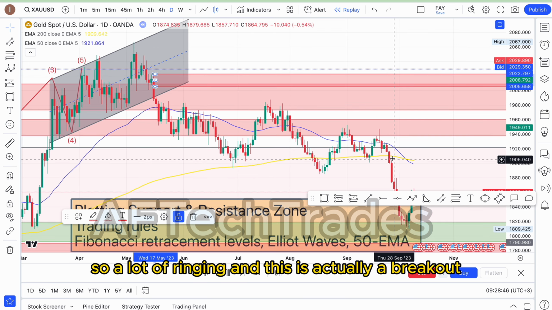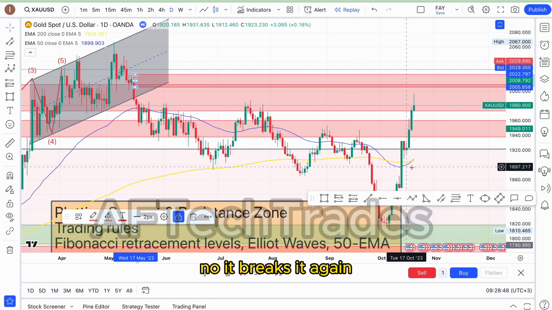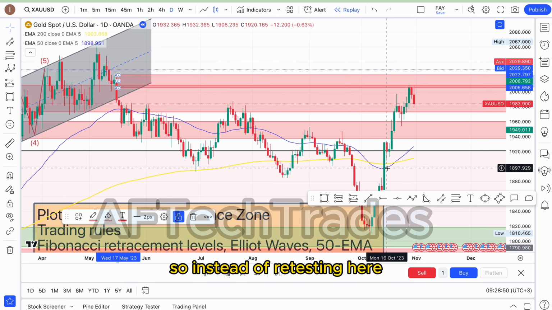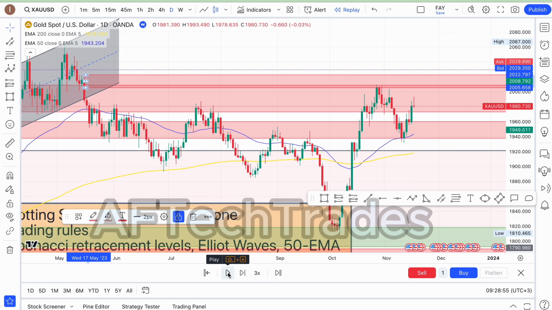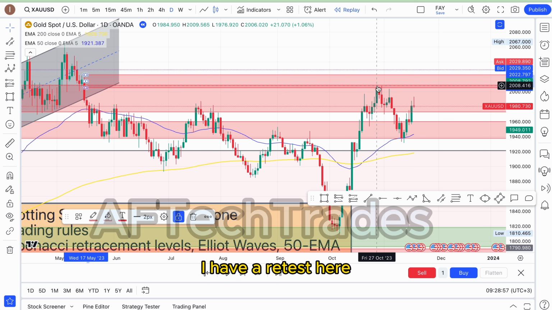Then this is actually a breakout. Wait for retest. No, it breaks it again. So instead of retesting here, it breaks it again. Now I have a retest here. I have a retest here.